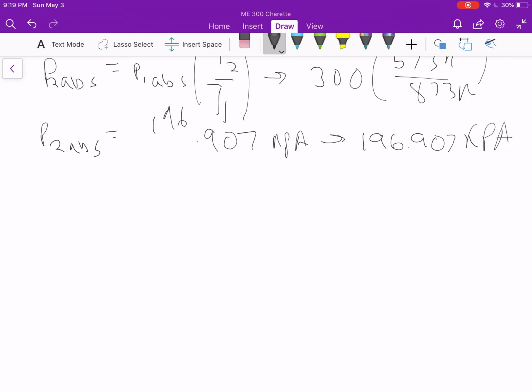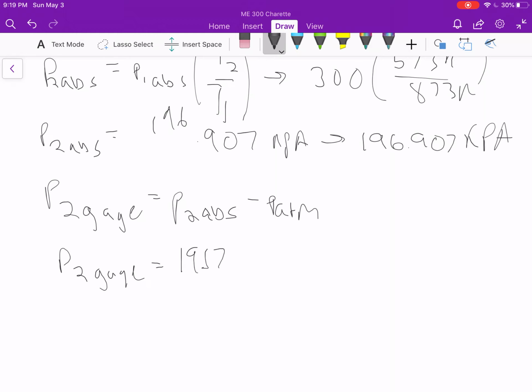Now that we have the P2 absolute, we have to solve for the final gauge pressure. So we have to go back to our original equation, which said the gauge pressure equals the absolute pressure minus the atmospheric pressure. So you have to remember that P2 of the gauge is going to be P2 absolute minus the atmospheric pressure. So knowing all this, we can plug in all our values, and we'll get 196.907 minus 100 kilopascals. And our gauge pressure is going to be 96.907 kilopascals.